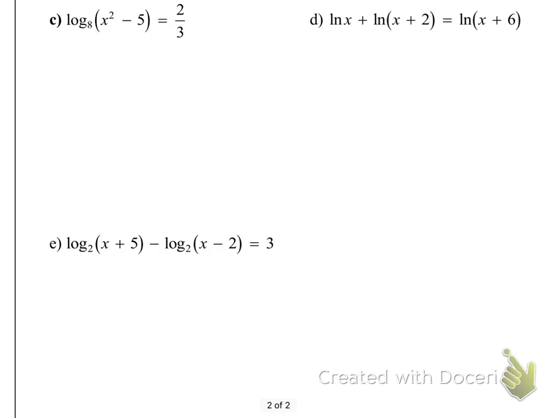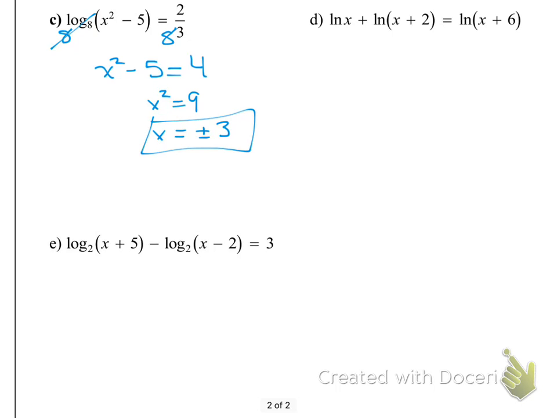3 more examples. Bear with me here. For log base 8, we again deal with our base. The base is 8, so we put 8 here and 8 here. Those cancel, and x squared minus 5 is whatever 8 to the 2/3 is. That means we have the cube root of 8 squared. The cube root of 8 is 2, and 2 squared is 4. We add 5 to both sides. x squared makes 9, and x is plus or minus 3. Of course you would check it, but just so you know, they do both work.